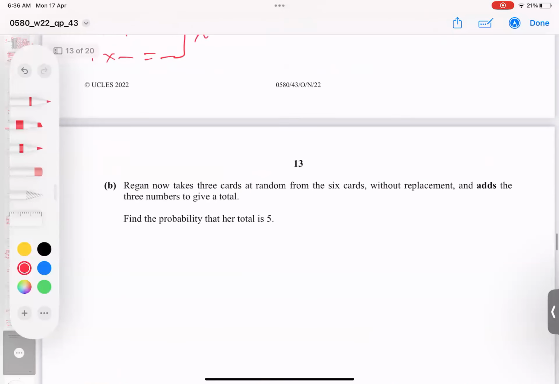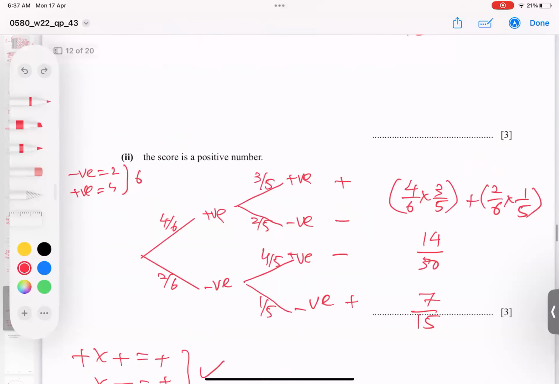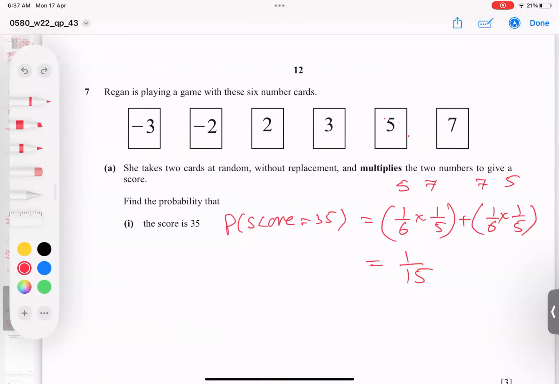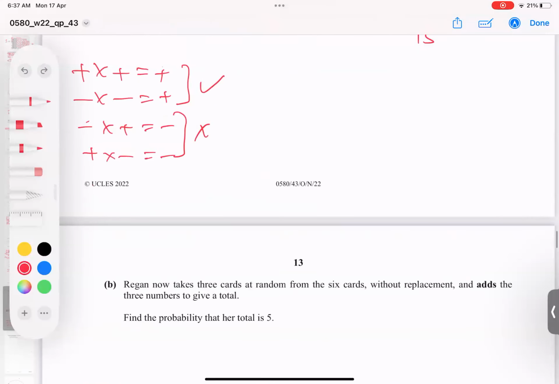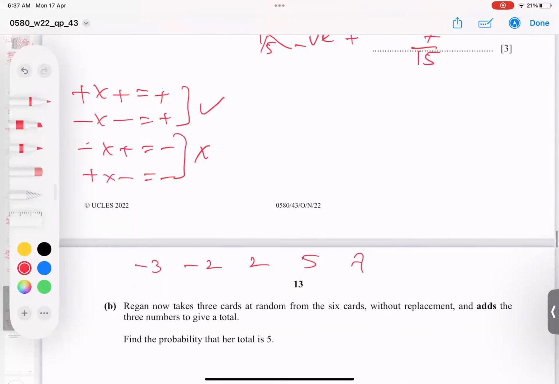Reagan now takes 3 cards at random from 6 cards without replacement and adds all 3 numbers to get a total. It means this time we will go for 3 cards. And the total must be 5. How to get a total of 5? I'll just give you an idea. Before I start, I just write here -3, -2, 2, 5, 7. Wait a minute, what is missing? 3. 3 is also there. So let's start.